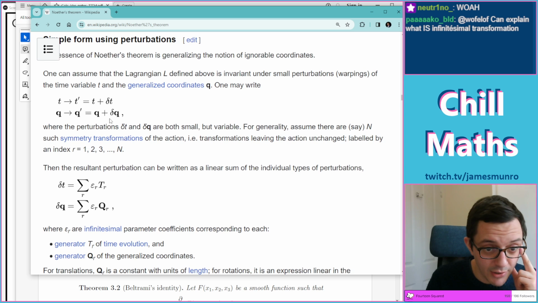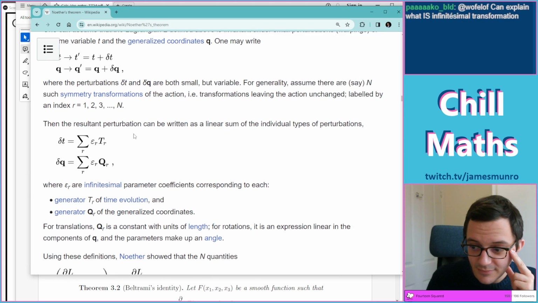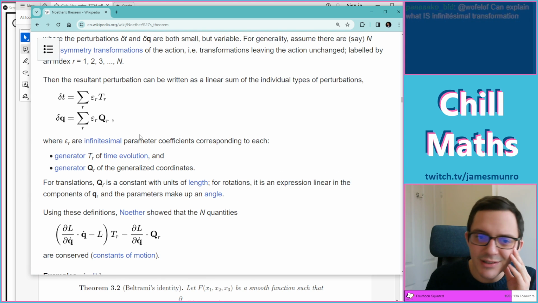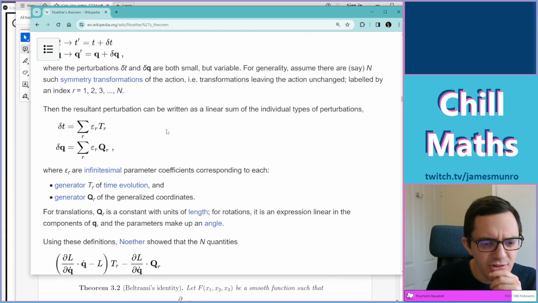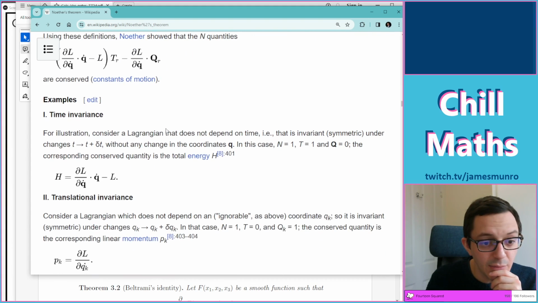Perturbation theory. Here we go. Yeah, great. Okay. An infinitesimal transformation. Does it say that on this page? I think we're imagining continuous symmetries. So things like rotations and translations. Right, here are some examples.